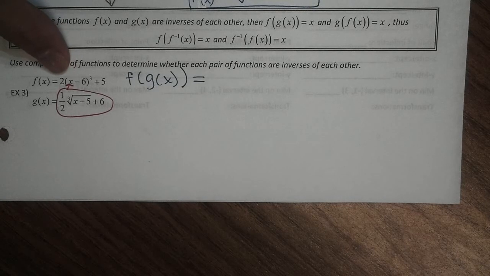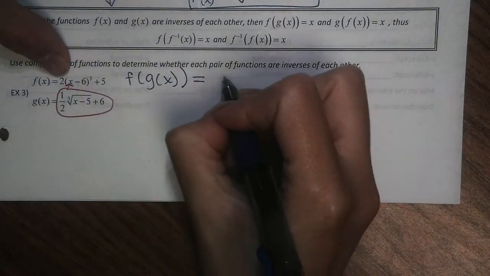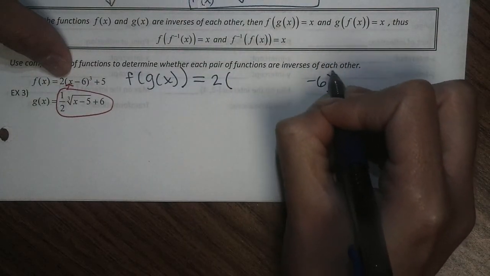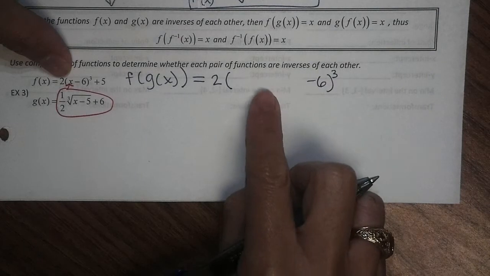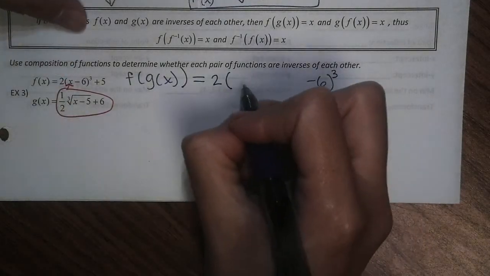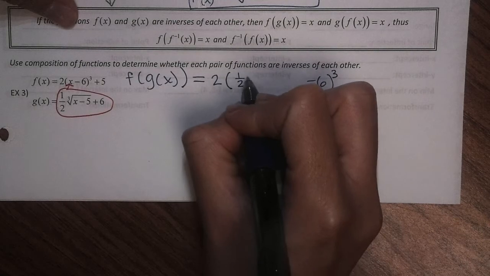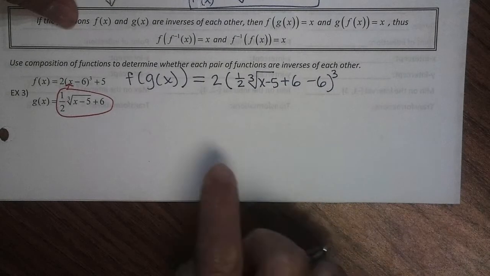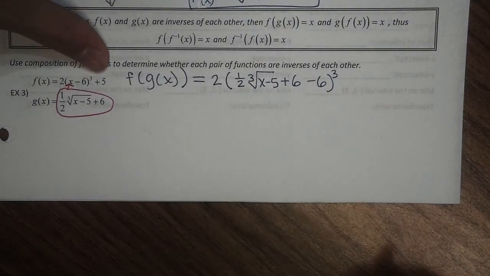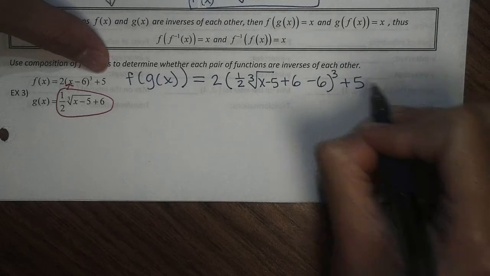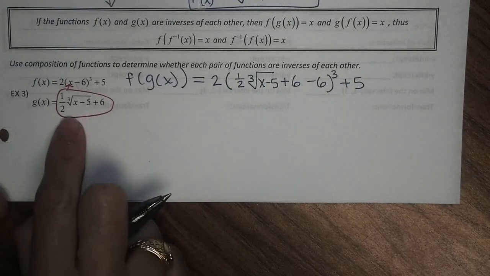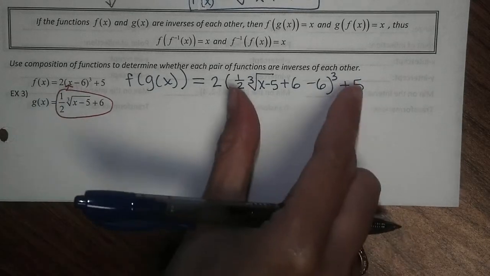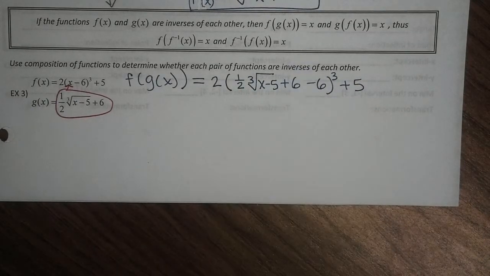Let's take this entire g function and plug it in for x in the f function. So in other words, f of x is 2 parentheses x minus 6 cubed, but instead of putting x here, I need you to replace this x with the entire g function. So 1/2 cube root of x minus 5 plus 6. And then let me not forget the plus 5 at the end. Okay, so now I've taken the whole g function and plugged it in for x in the f function. Now simplify this mess and see if it equals x.